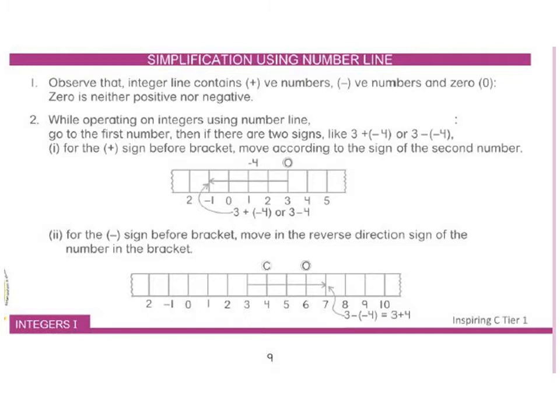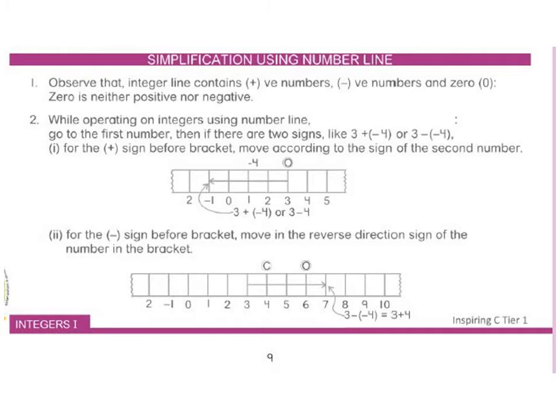Simplification using a number line. I am sure every one of you knows what a number line is, but for those who have forgotten or don't know, let me once again tell you, it is just a line on which we place numbers at a specific distance. At the center point there will be 0. On the right hand side of the 0 there will be numbers like 1, 2, 3, 4, the positive integers, and to the left hand side of 0 there will be minus 1, minus 2, minus 3, the negative integers.